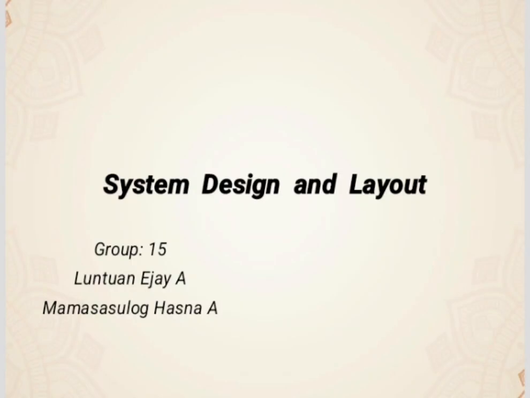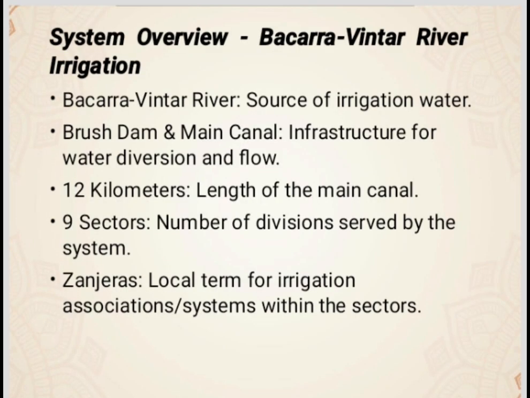So, our topic is all about system design and layout. System overview, Bacarra-Vintar River Irrigation. The Bacarra-Vintar River is the source of irrigation water. A brush dam and main canal provide the infrastructure for water diversion and flow. The main canal is 12 kilometers long, with 9 sectors as the number of divisions served by the system. Zanzara is the local term for irrigation association systems within the sector.